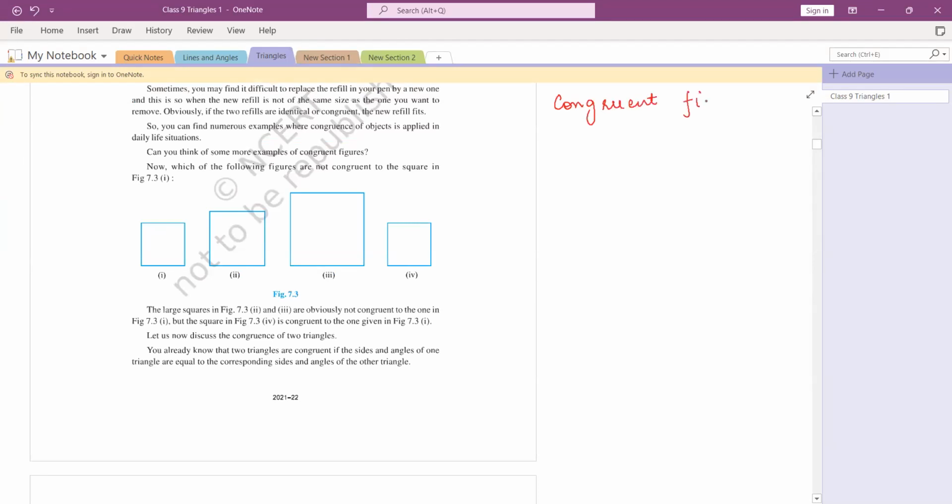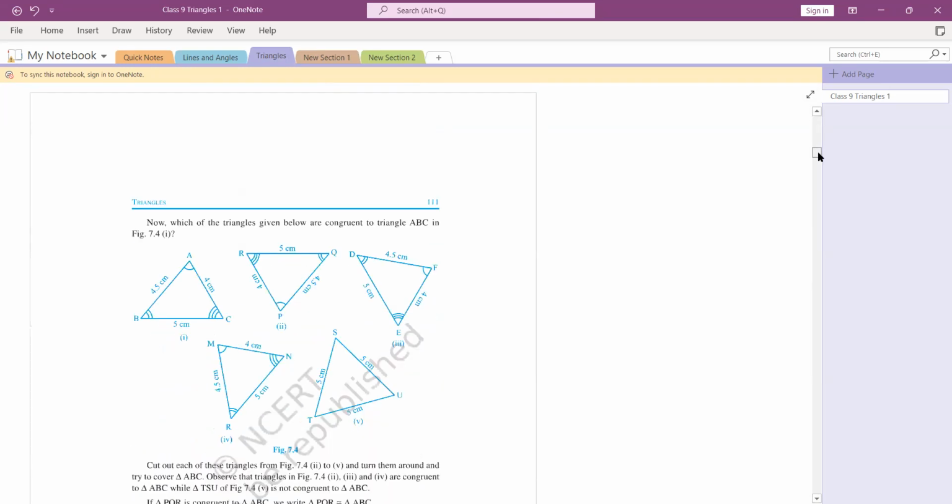Congruent figures. So let's say you have a coin, any coin of 5 rupees, and you place another coin of 5 rupees on that coin, so it will exactly cover that coin, isn't it? Yes, ma'am. So we say that the two coins are congruent to each other. So look at this figure here. I think this will make things more clear.